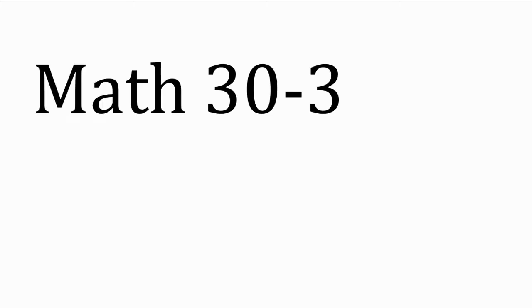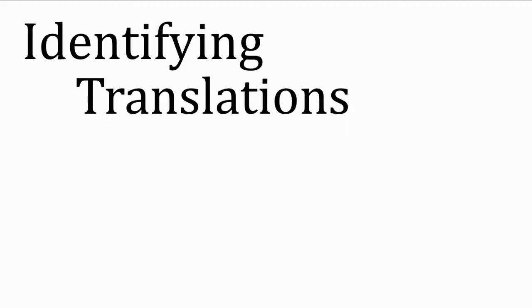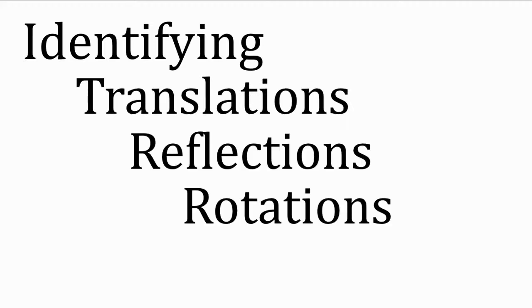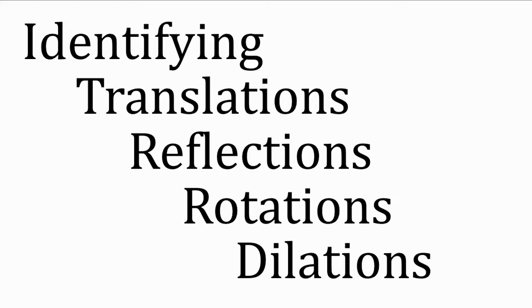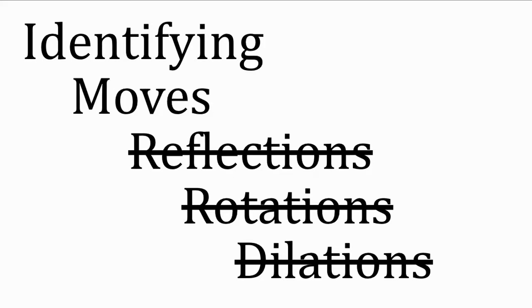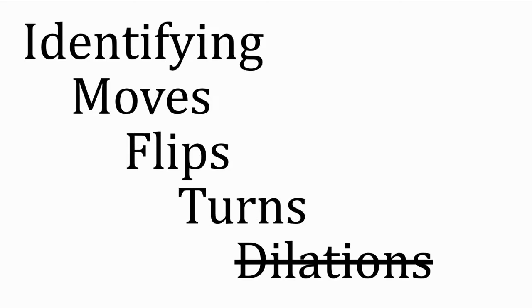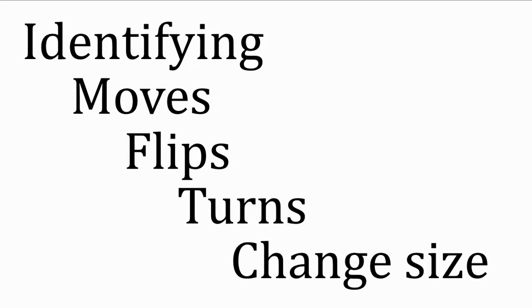In this Math 30-3 transformations video, we will be focused on identifying translations, reflections, and rotations in all four quadrants of a Cartesian plane, as well as dilations. If you want a really simple description of the transformations of shapes, translations can be considered moves, reflections considered flips, rotations, turns, and dilations like changing the shape's size.